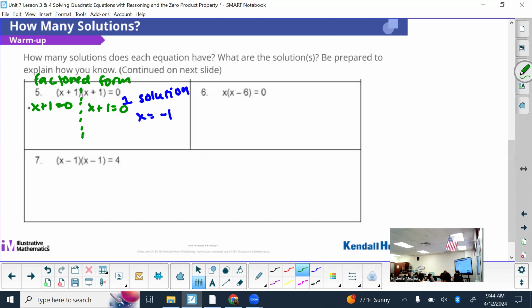So just one answer for this one. What value of x would make this 0? What plus 1 equals 0? -1. Questions on that? And then same thing over here. -1 plus 1 equals 0. We don't write -1 and -1 in our answer. That's why I chose 1 solution. Questions, comments, concerns? Okay, table 8, number 6, how many solutions do I have?